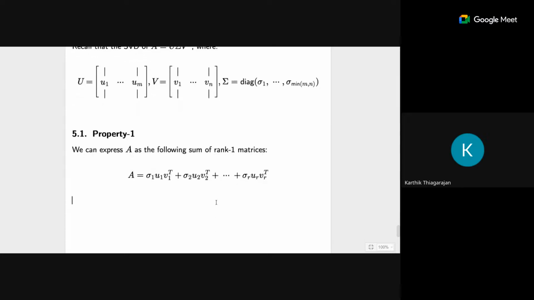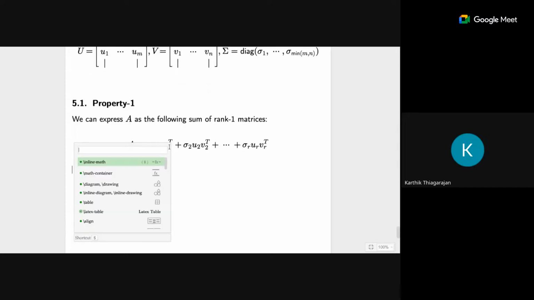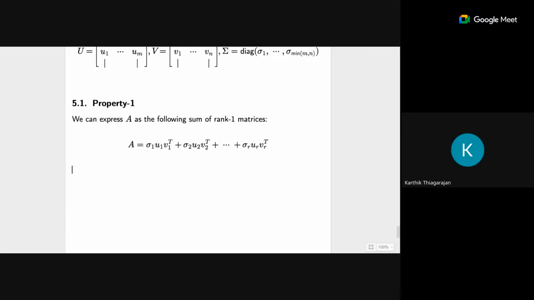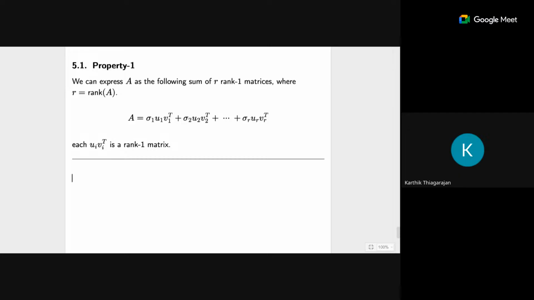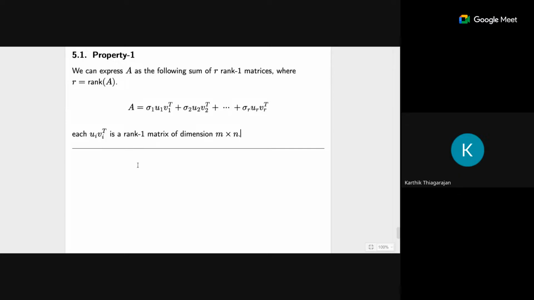So you can now express A as the sum of rank 1 matrices. This is not very hard to see. Remember that each sigma i ui vi transpose is a rank 1 matrix, meaning rank is 1, as a sum of r rank 1 matrices where r is equal to the rank of A. Is this clear? I'm not proving this, but this is not too hard to see from the decomposition. Does everyone get what is happening here? Anyone who's not able to understand the statement, don't worry about the proof, but the statement is clear, right?